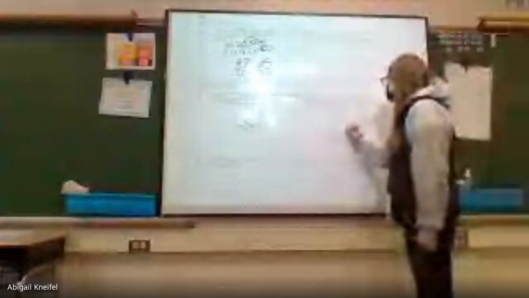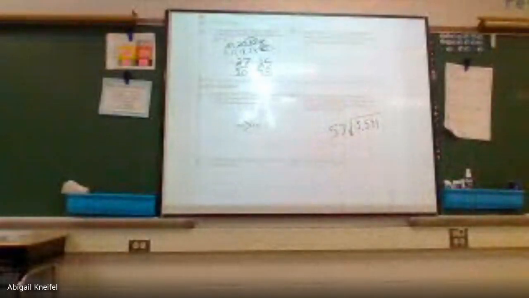Try this division problem in your book on your own. And then we'll go over it, obviously. And guess what? None of you know how to count by 57s. So you're probably going to have to do some guessing and checking. When you're done, put your pencil down, and that'll be my signal that you're done.